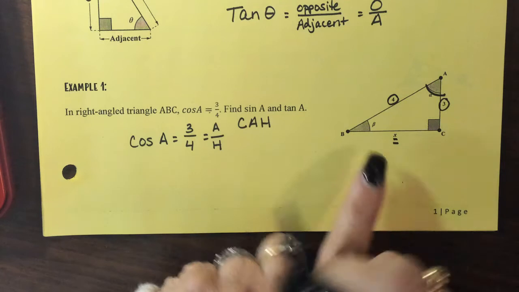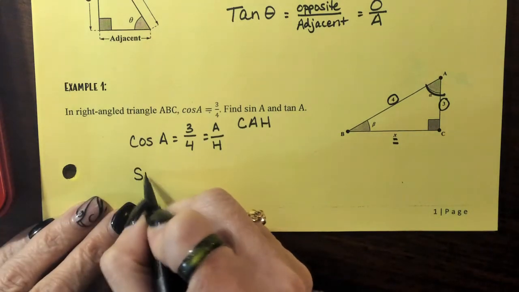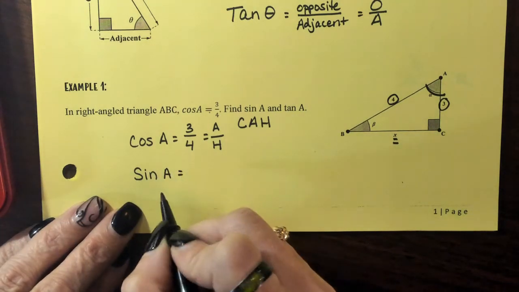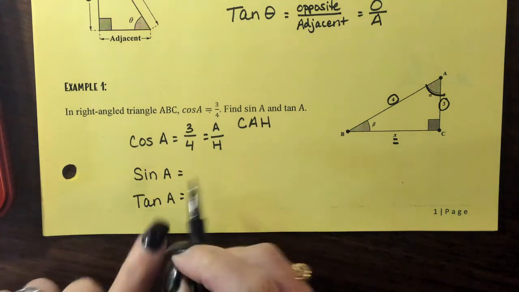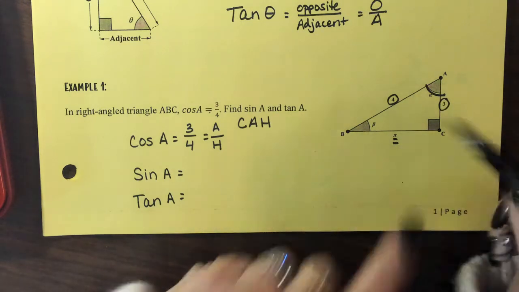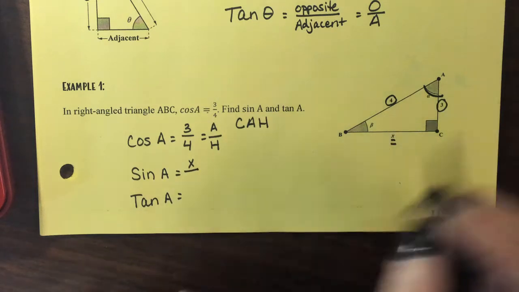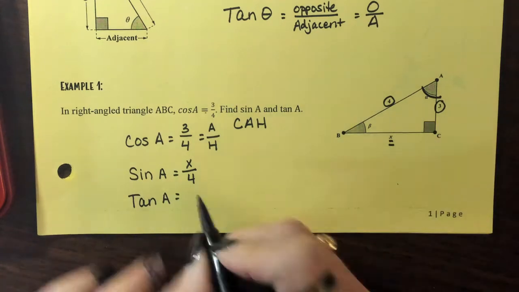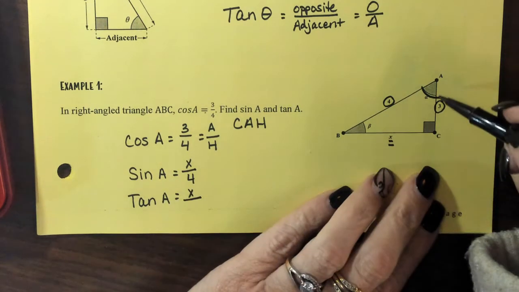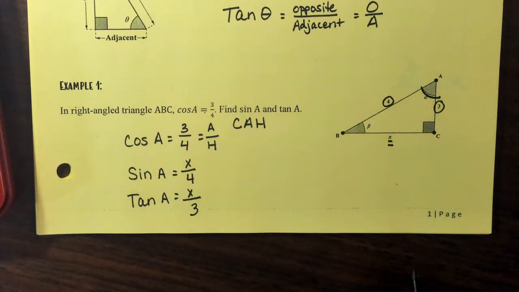So we don't know that measurement right there, and I'm going to have to figure that out in order to do sine of A and tangent of A. Sine of A would be opposite, which would be x, over hypotenuse, which is 4. Tangent would be opposite, which is x, over adjacent, which is 3. But I can't leave it like that. They want to know what is x.